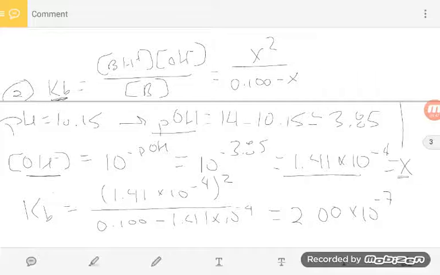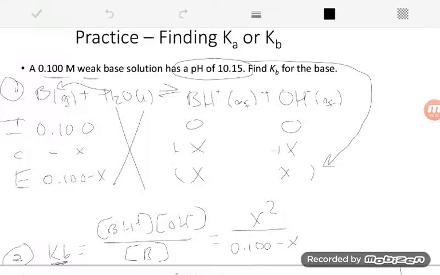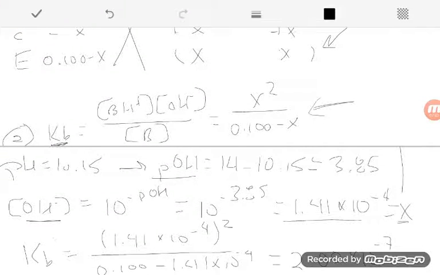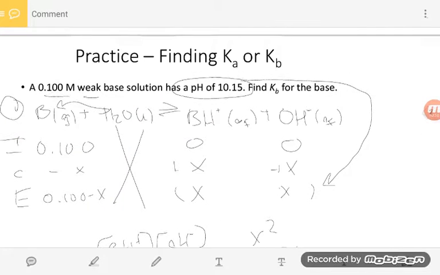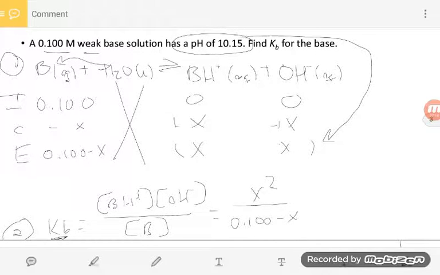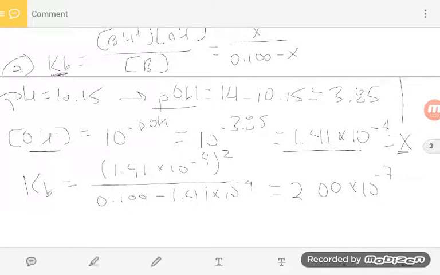So remember, if it gives you a pH, you can use that to find either H3O plus, or in this case, because we had a base, we used it to find our OH minus concentration. That's going to give you your X at equilibrium, and then you can go ahead and plug it into your Kb expression and get an actual number. Alright, so that's one type of problem we can have. This is where we were finding Ka or Kb. We are provided with a pH. We wrote our equation, wrote the expression for Kb, filled out our ice table, and then used the pH to get X and plug it back in.